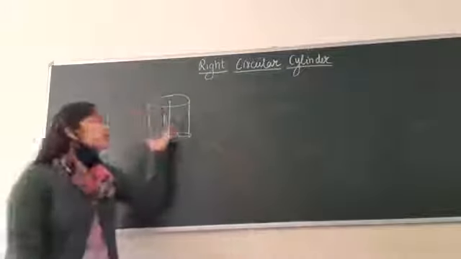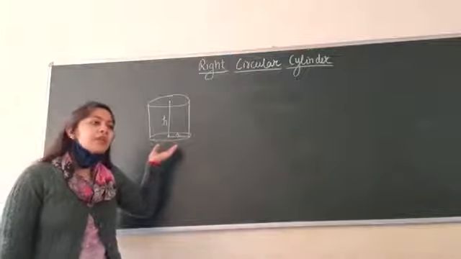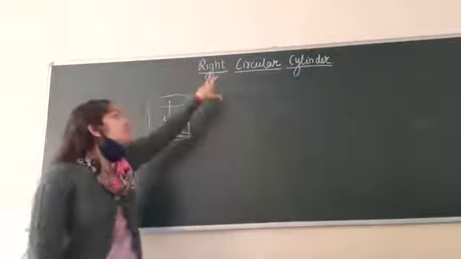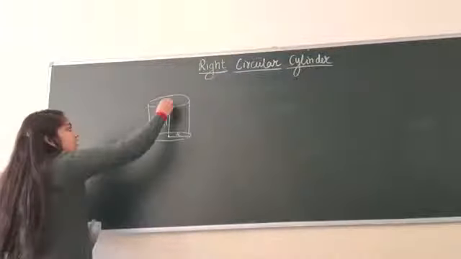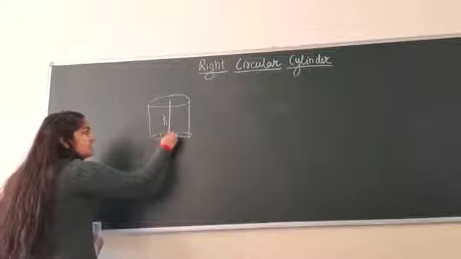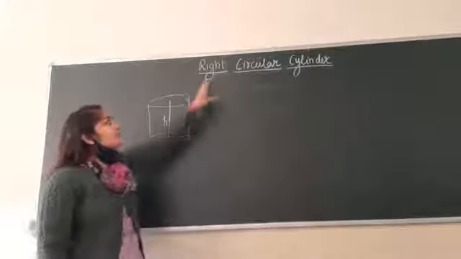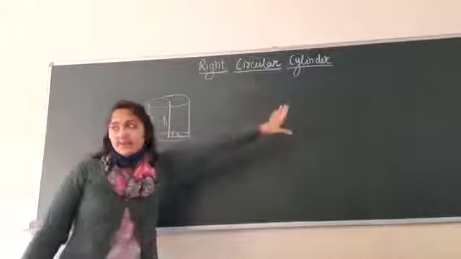So you must be familiar with this shape. This shape is cylindrical, right? And this is a right circular cylinder. Why do we call it a right circular cylinder? Because here this line, which is the height of the cylinder, makes 90 degrees with the radius of the base. That's why it is a right circular cylinder, right meaning right angle.